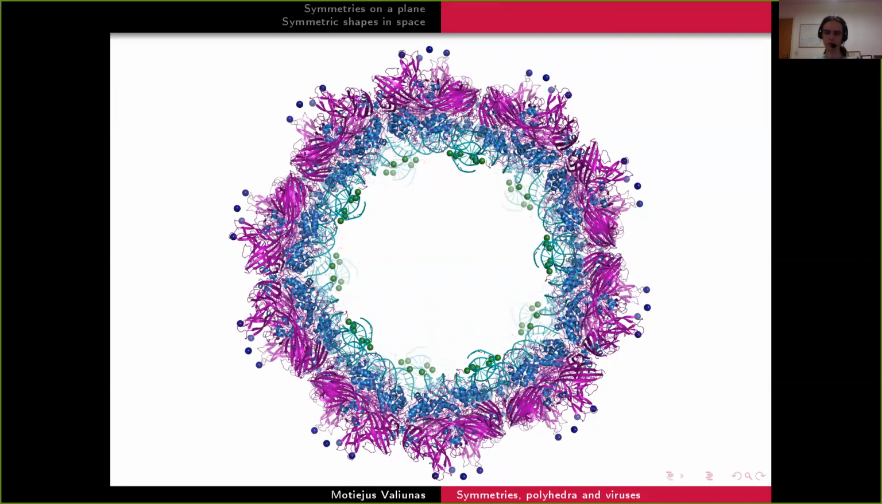So for more pictures like this, I would invite you to see the Łącznik Gallery at the Mathematical Institute at the University of Wrocław. This is open for the first half of October, and you could see more viruses and associated polyhedra and some more symmetric shapes.